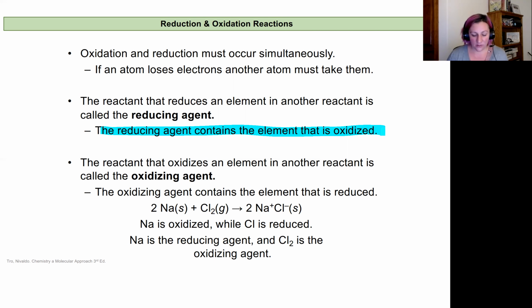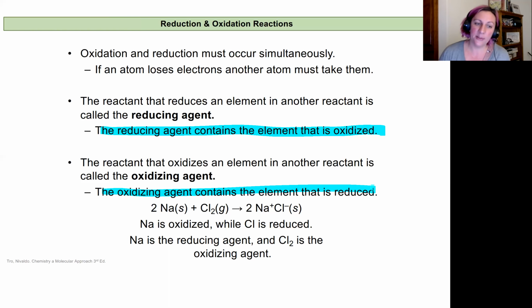So then looking at it, we can say that any reactant that's oxidized an element in another reactant is going to be our oxidizing agent. So the oxidizing agent is going to contain the element that is reduced. So hopefully this helps as you navigate the language of oxidizing agent versus oxidized. Again, my preference is for reduced and oxidized, and just stick with those because it's simple. But you will see both versions of this out in the world as you study and learn this.